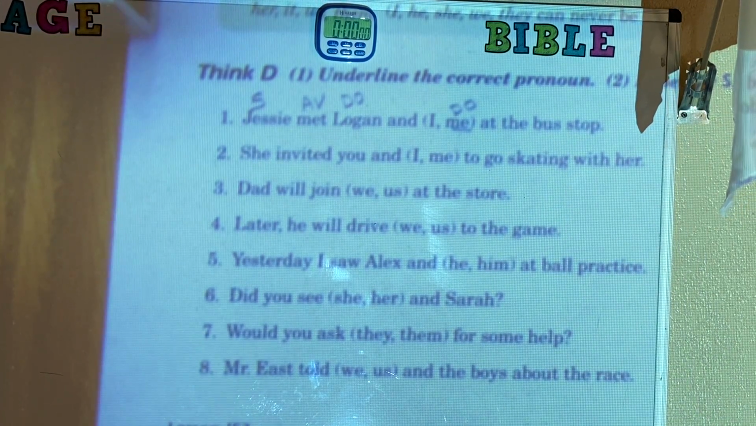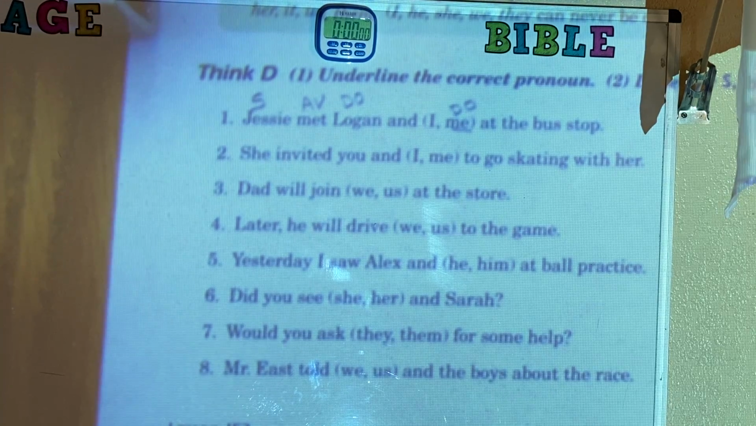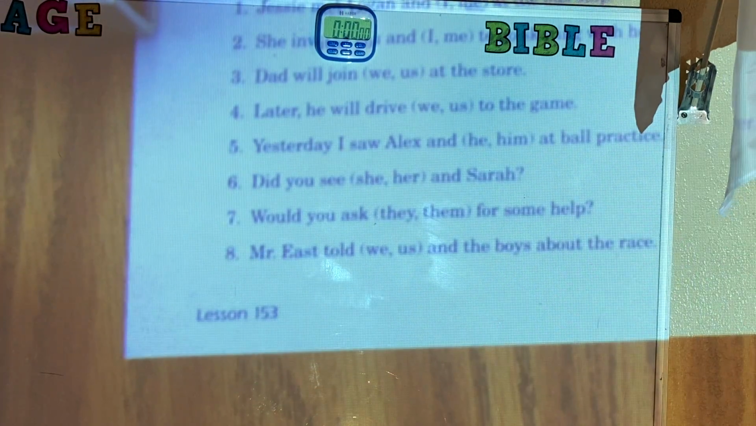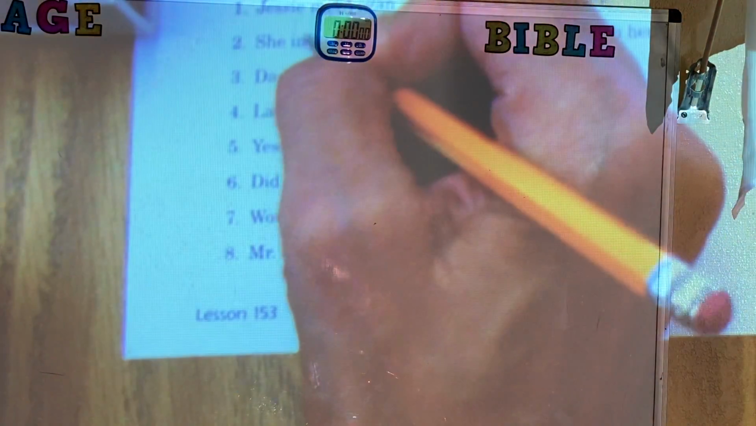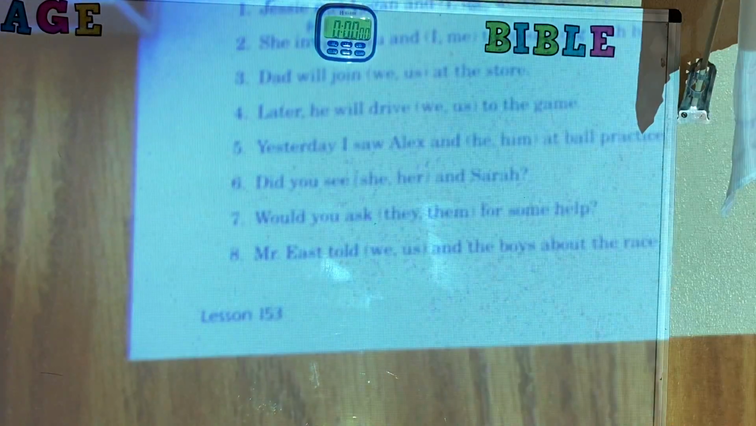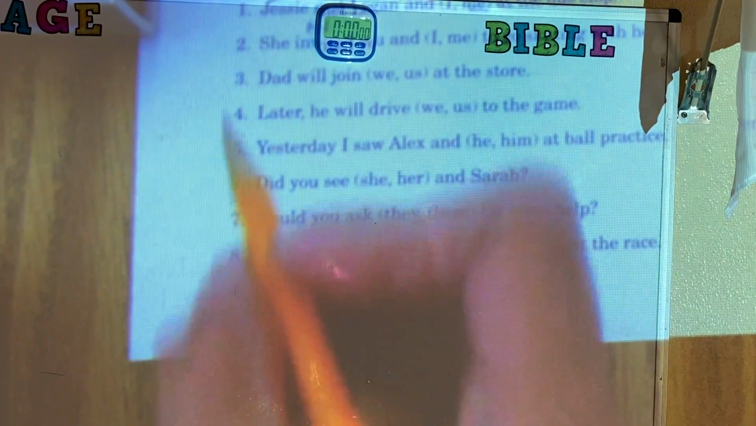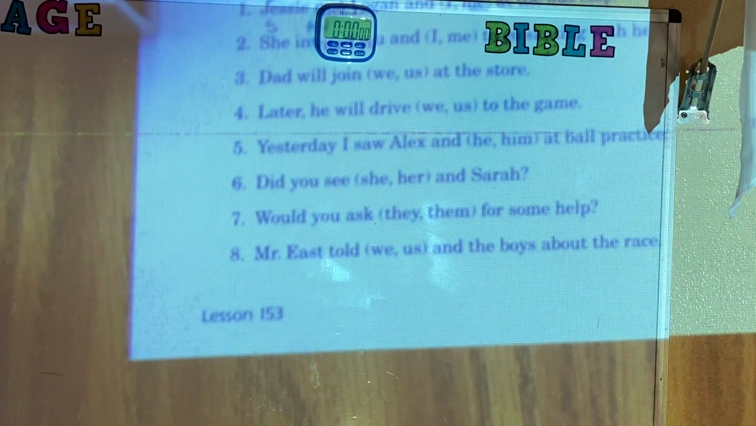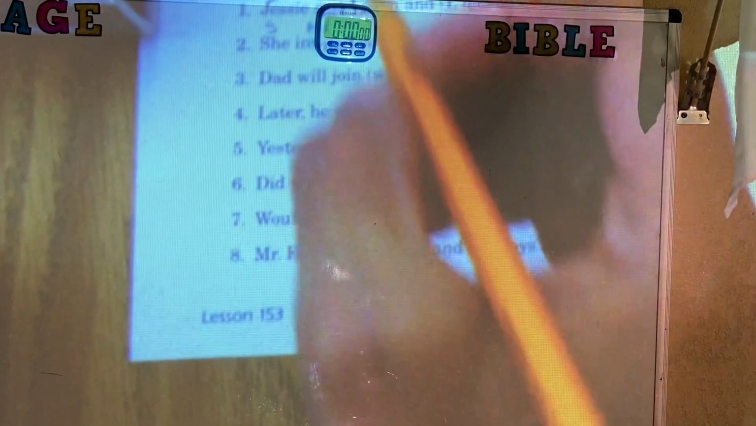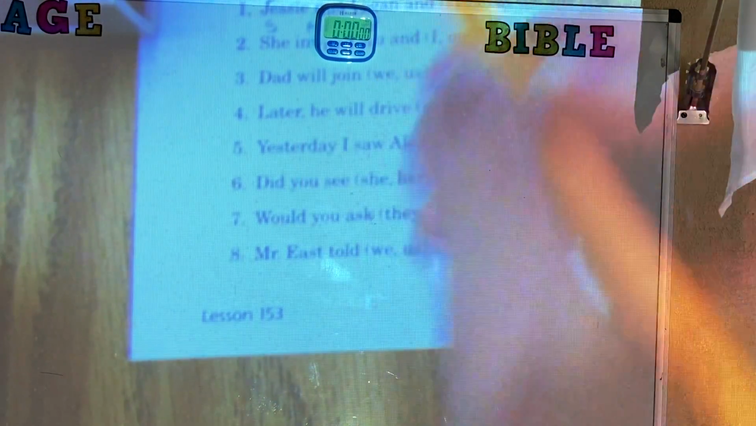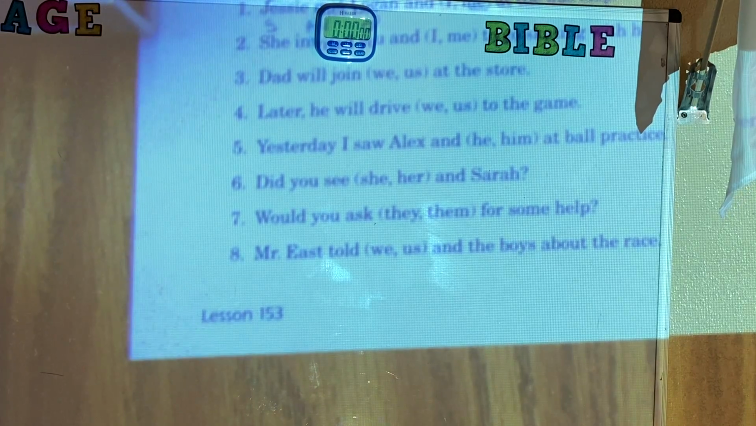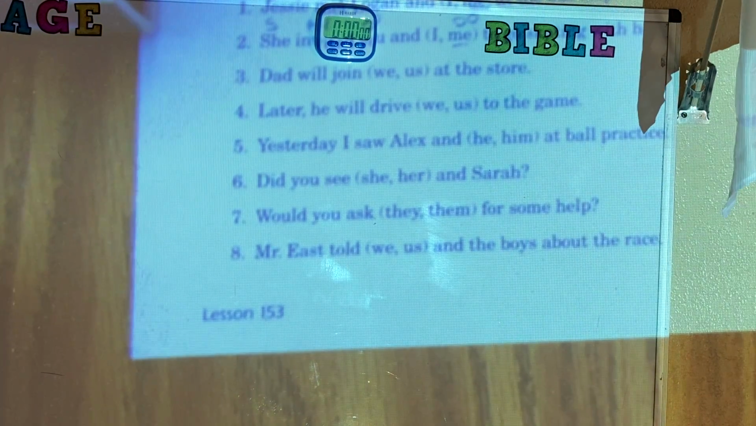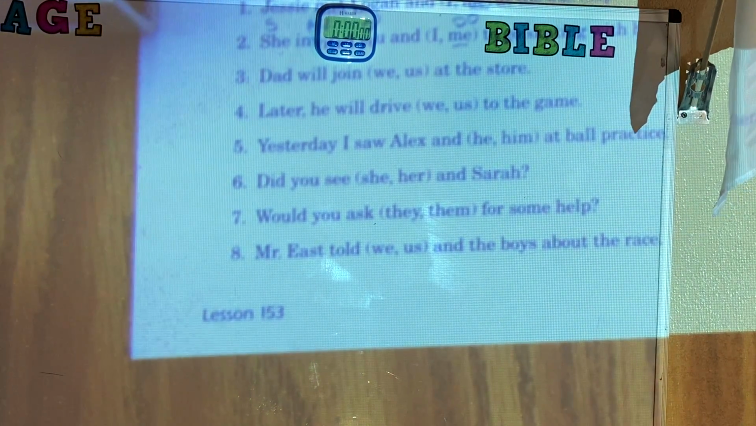Number 2: She invited you and I or me to go skating with her. What is my action verb? That would be invited. Who invited? She invited, so she is the subject. Who did she invite? So you would be the direct object. She invited you, and me is the other direct object. So I put DO. Okay? And that's how you're going to continue working on that.